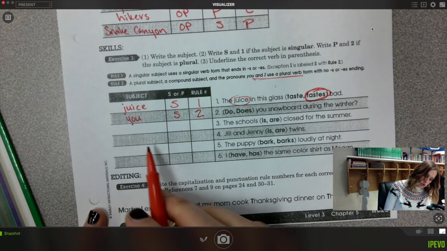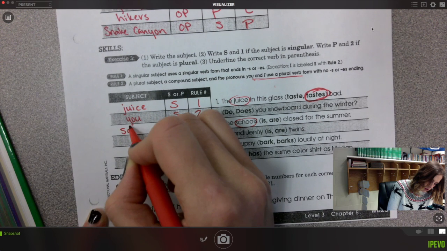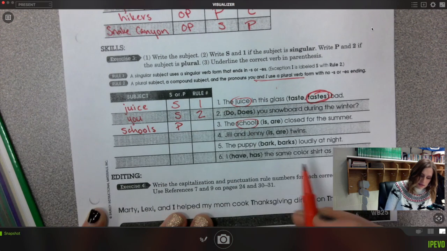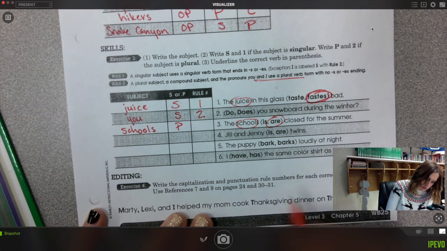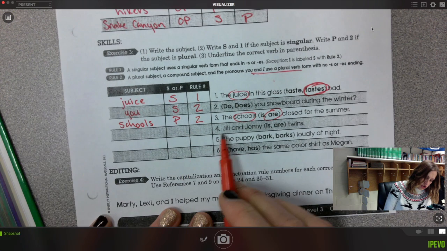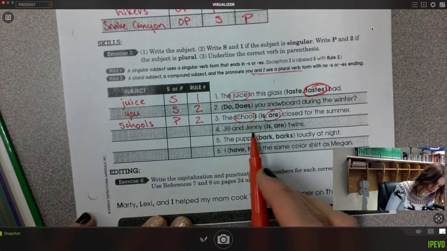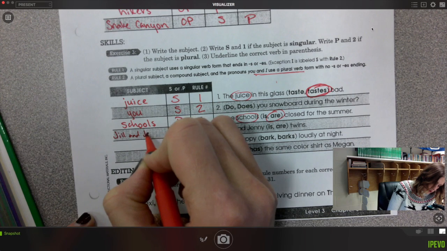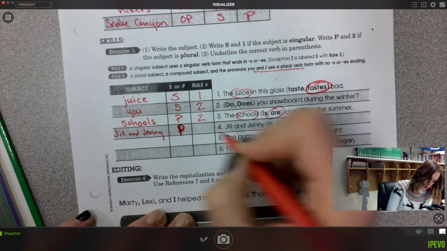Next, the schools are closed for the summer. Schools is our subject. Schools is plural. Schools is closed or the schools are closed? The are. So that's rule 2. And yep, that's following our rules. Jill and Jenny are twins. Jill and Jenny is our subject. It's a compound subject, so that's going to be labeled plural, and then rule 2.